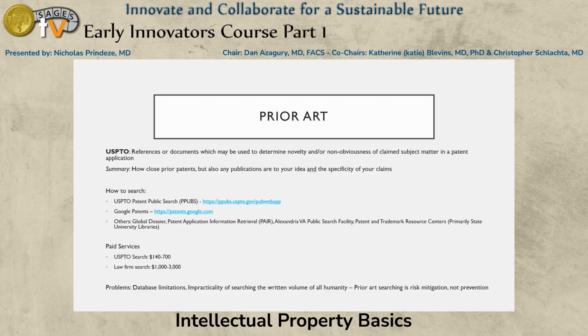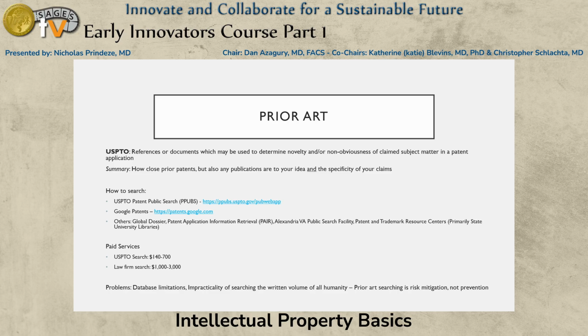So I'll speak just quickly on prior art, and I will read you the USPTO's very cut and dry definition. It's references or documents which may be used to determine novelty and/or non-obviousness of claimed subject matter in a patent application. So I'll give you my interpretation of that: it's how close prior patents but also publications are to your idea and the specificity of your claims. So this essentially means how close is your idea to anything that's ever been published in humanity for all of time. That's a little bit of a high bar to reach.